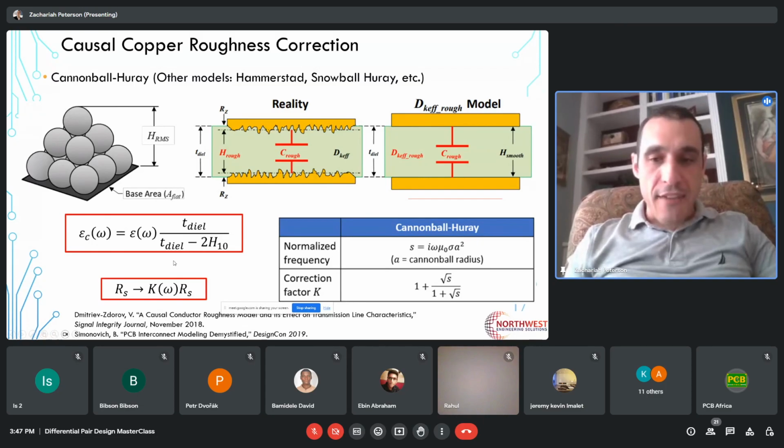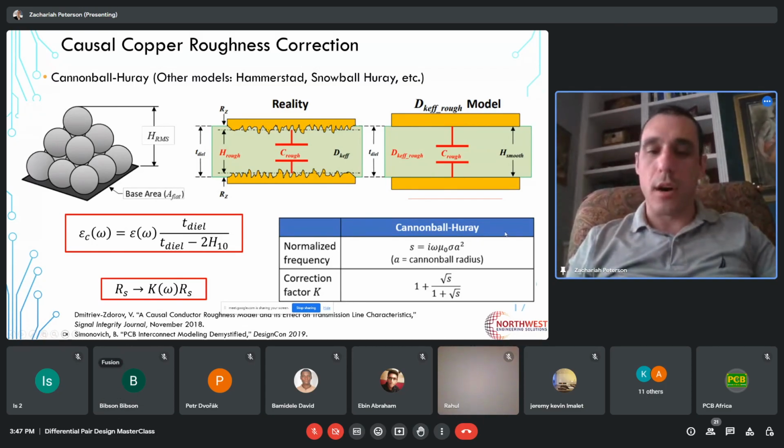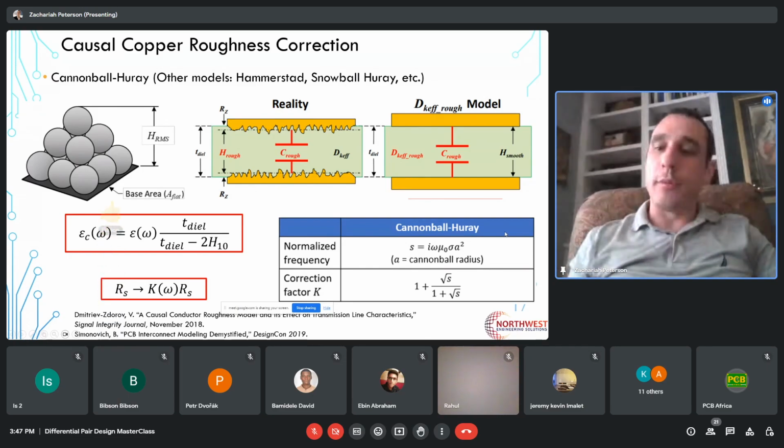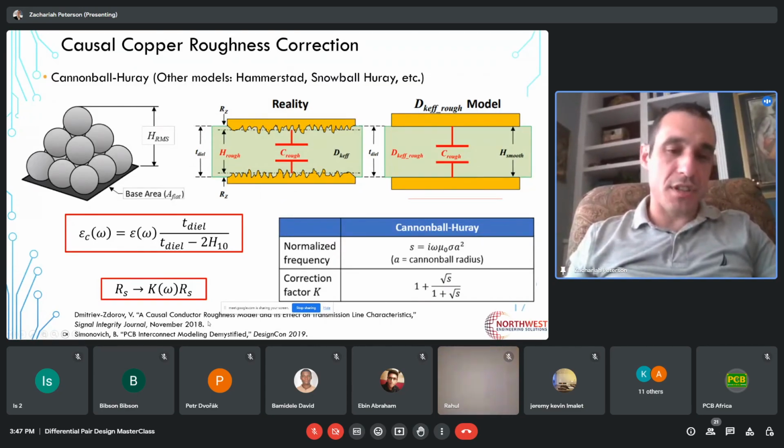The K factor here is for this example model I've shown, the Cannonball Huray model. And like I said, there are many different models. There's the Cannonball Huray model, there's the Hammerstad model, there's the Snowball model. There are all sorts of different models. They have some interesting names, and they basically try to model what happens when you have these stacked spheres of conductors, and what happens to the skin effect.